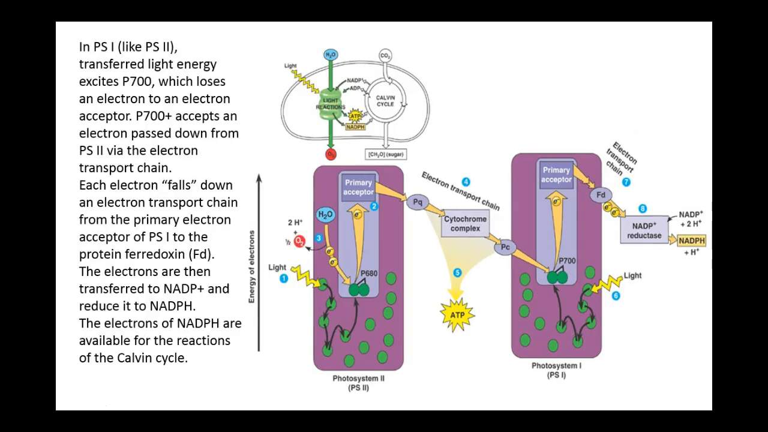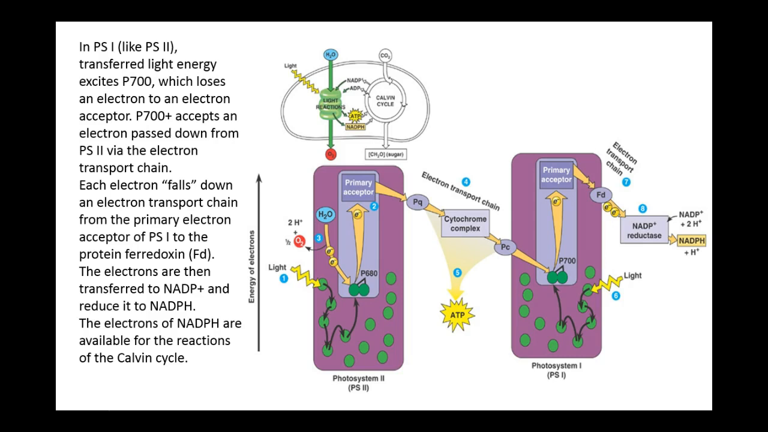And then in PS1 the light energy is transferred, which loses an electron to the electron acceptor. So in PS1 it's P700, and again this is a very, very strong oxidizing agent, not quite as strong as P680 plus. That accepts that electron passed down via the electron transport chain.